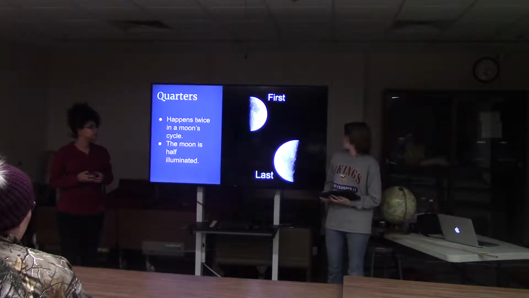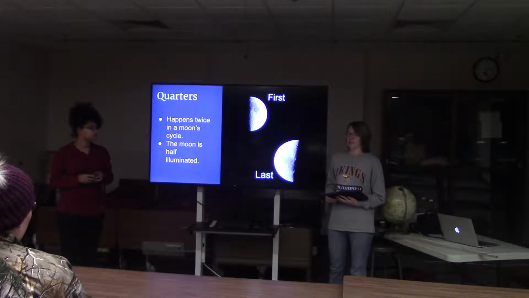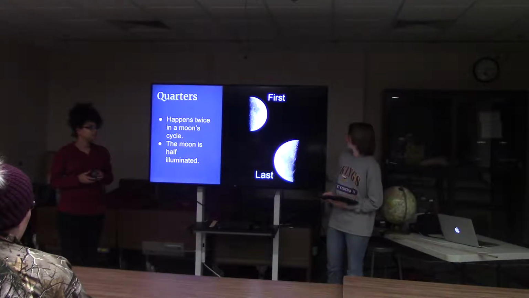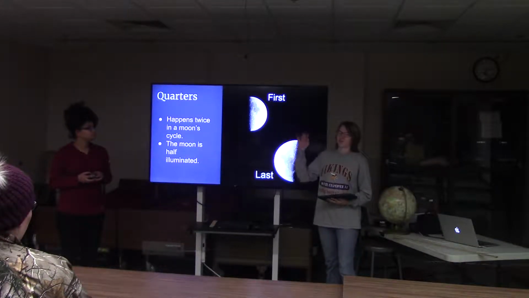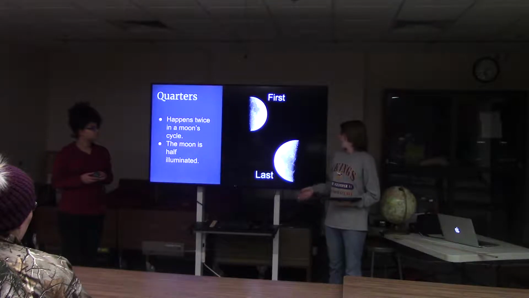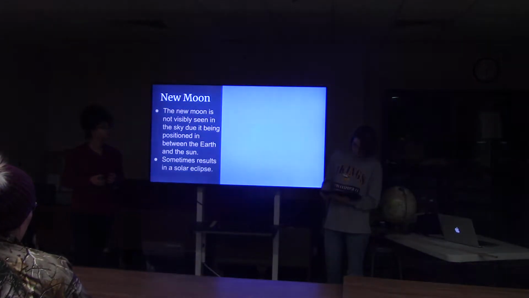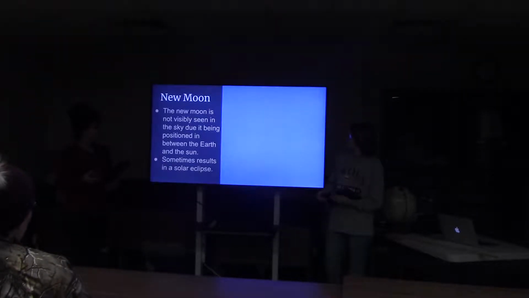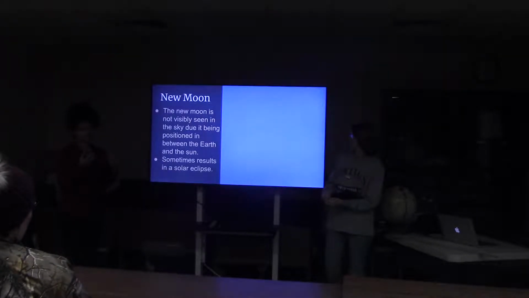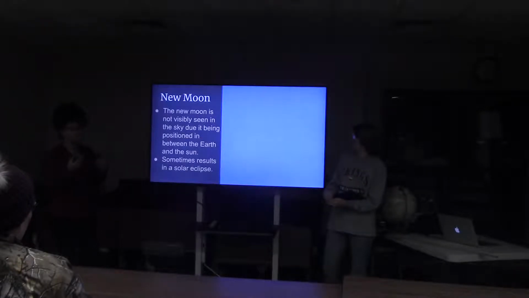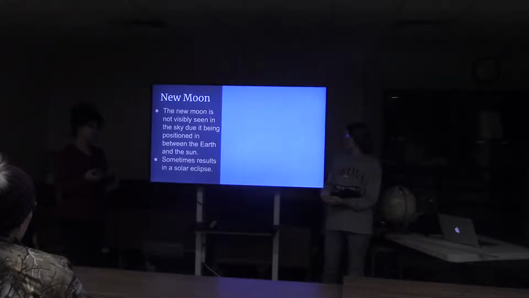These are the two quarters that exist in our moon cycle. It's when the moon is perfectly 50% illuminated. There's the first quarter, which is when it's illuminated on the right, and the last or third quarter when it's illuminated on the left. And then we have the new moon again, which is when we can't visibly see the moon from where we are in the sky.